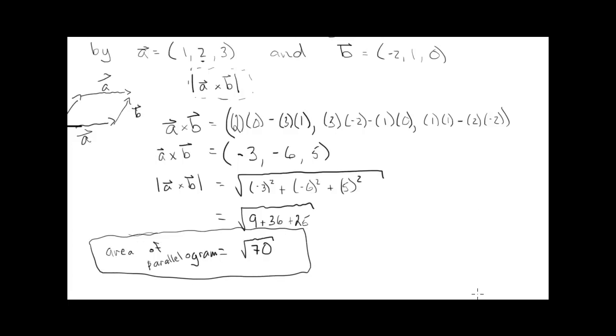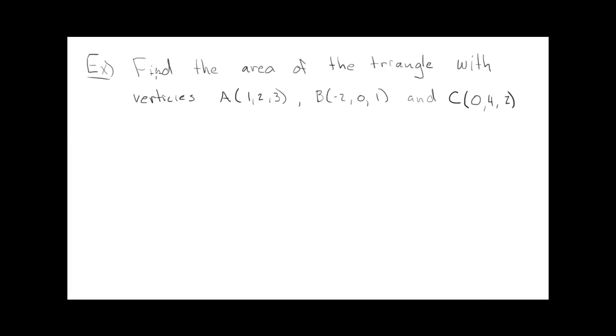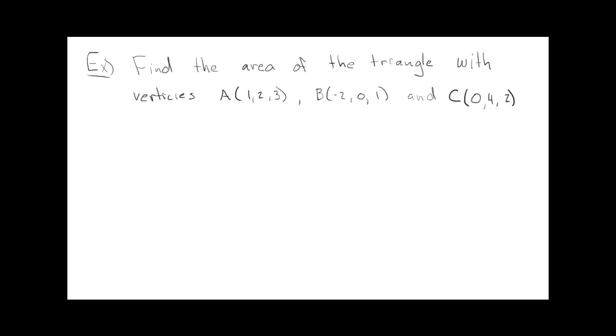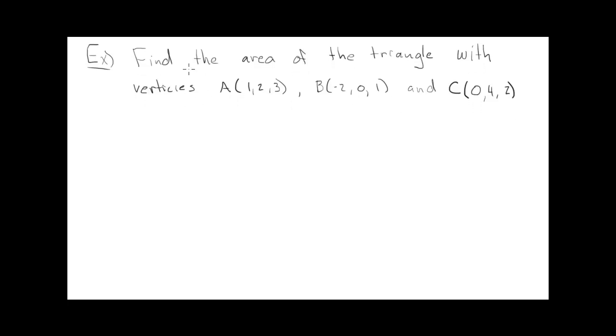Okay, so we'll do one more example. Here's our question. We want to find the area of the triangle with vertices A, B, and C. This is not quite as obvious how we're going to do this, but let's think about a triangle with vertices A, B, and C. I'm not worrying about where they are. I'm not actually plotting this in R3. So that's the triangle we want to find the area of.